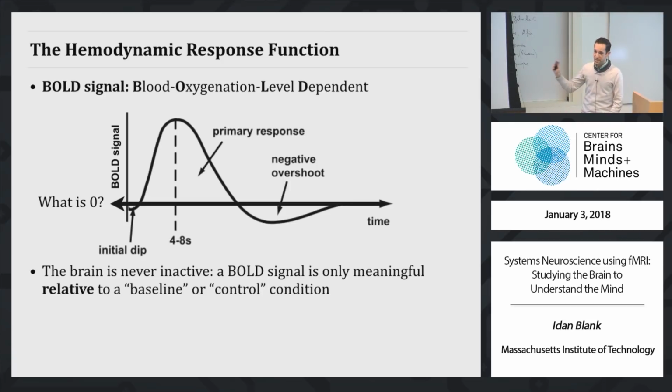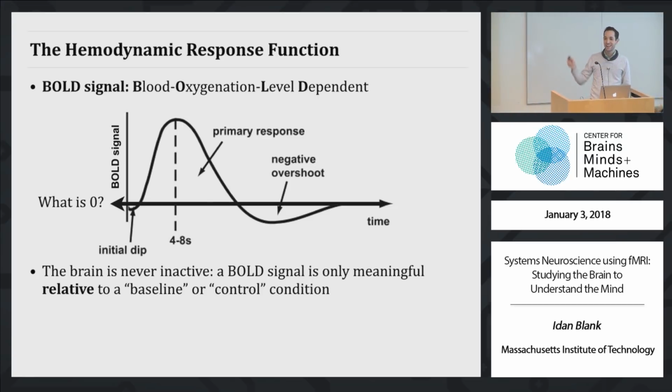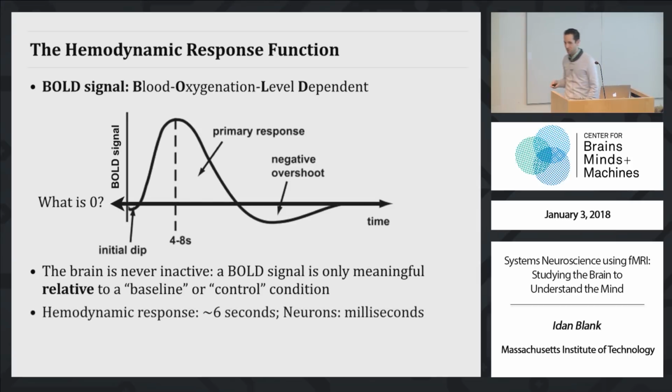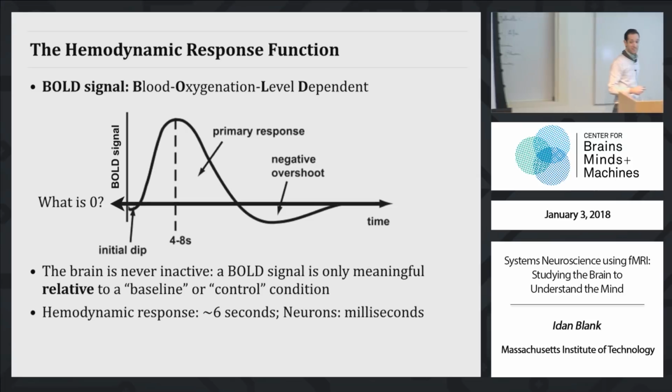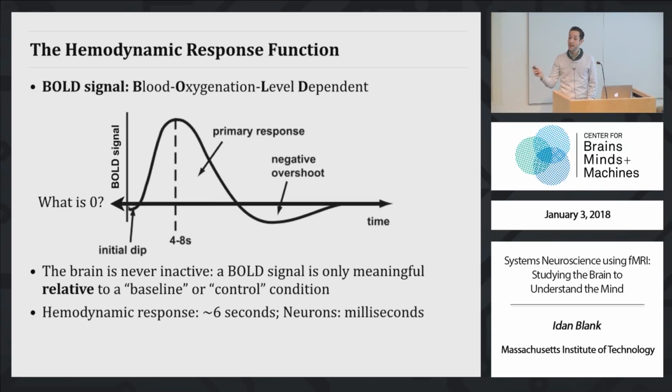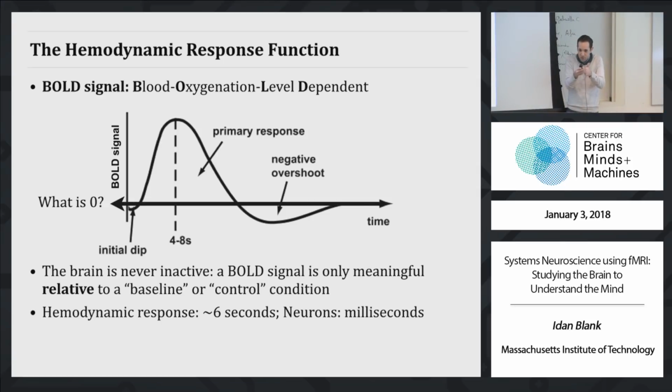All right. The peak happens more or less 6 seconds after the neurons fired, which is super slow relative to how neurons work, right? Neurons work on a millisecond time scale, and the signal that we're measuring, the blood that flows there, gets there 6 seconds later, which means that we detect changes way after they happen, and it also means that we're limited in our ability to distinguish between processes that happen really, really close in time.